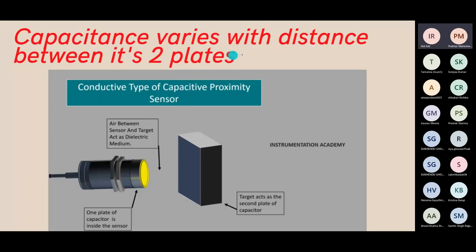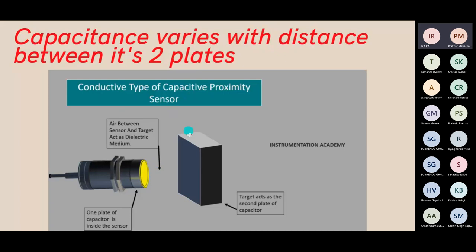In the conductive type, the property utilized is this: capacitance varies with the distance between its two plates. In this case, we do not have any metal electrodes, but instead one of the plates of the sensor is one electrode, and the target acts as another electrode and the second plate of the capacitor. So one plate of the capacitor is inside the sensor and the other plate is the obstacle or the object. The air between is the dielectric medium.